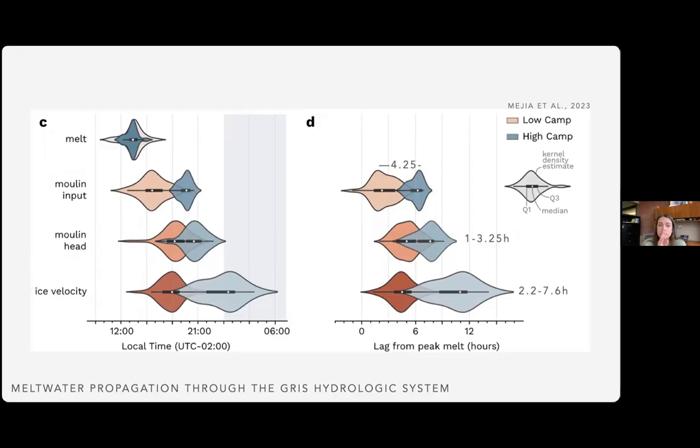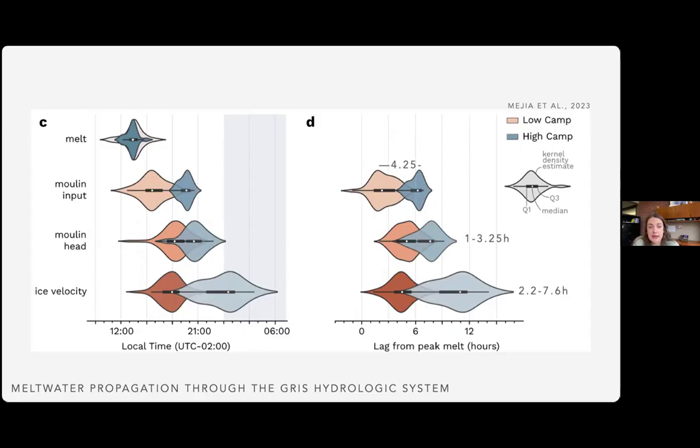Okay, finally, then if we look at our peak sliding speeds, we see something interesting. So at our low camp site, which is in these red colors, peak diurnal ice velocity was basically coincident with our peak moulin head, so our peak pressurization of the subglacial drainage system, which again is what we expected, right? When you have peak pressures, you should have peak sliding there. And that's what we see.